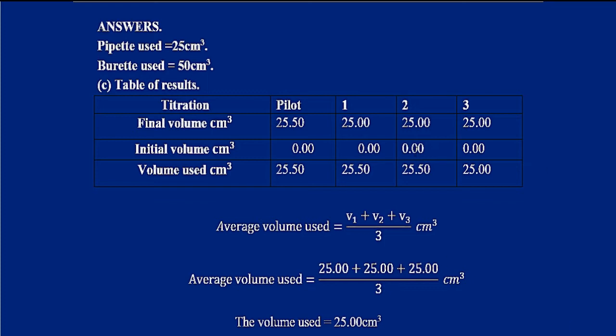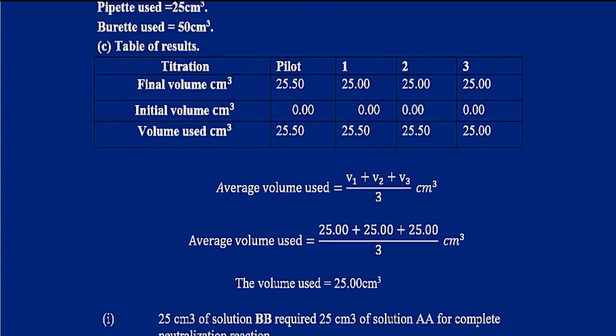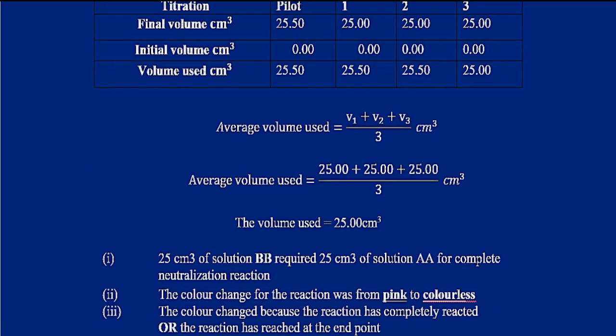Average volume used is among the questions asked above. The average volume, V, of volume 1, 2, 3, then divide. It means volume 1 from the table. The pilot is not included because it is the estimation volume. So we use this one, 2, 3.